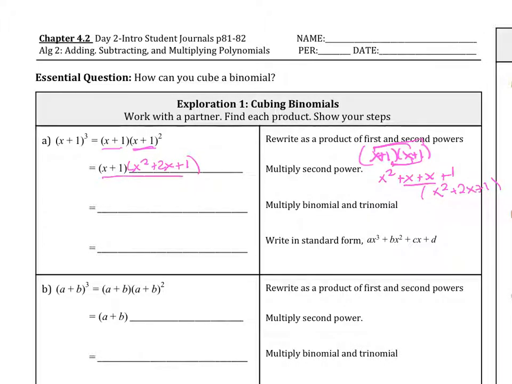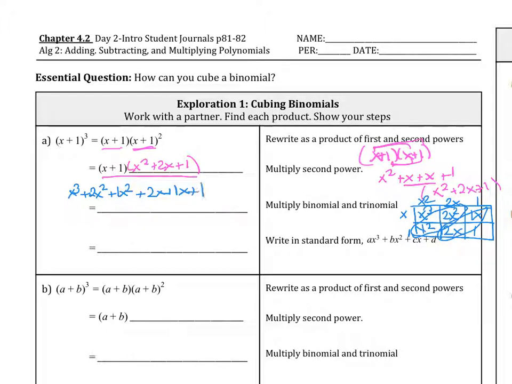Now we're supposed to multiply these together. X plus 1 times x squared plus 2x plus 1. Let's do that with the box method. So this is x cubed, 2x squared, 1x, x squared, 2x, 1x, I'm sorry, it's 2x, and then 1 times 1 is 1. So now we can rewrite everything here. So x cubed plus 2x squared plus 1x squared plus 2x plus 1x plus 1.